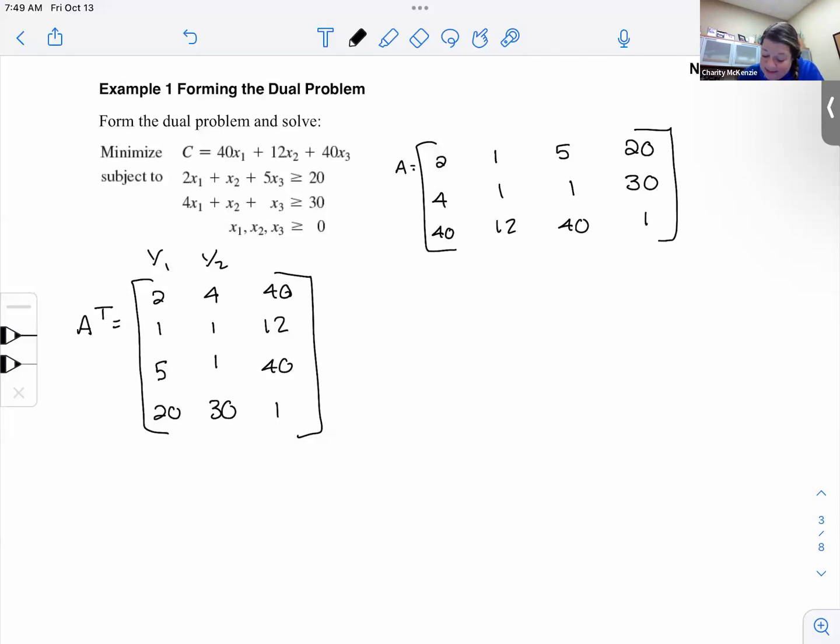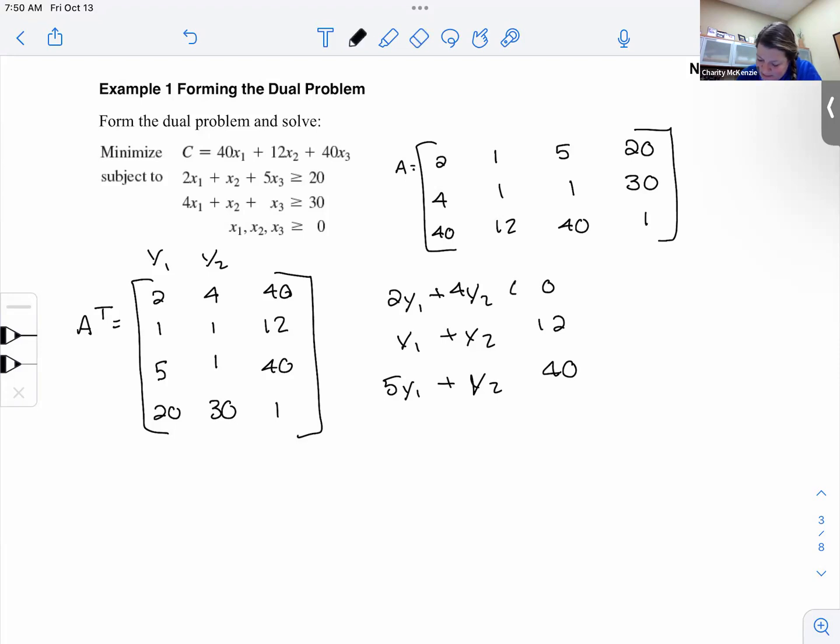Okay, so then this will give us 2y1 plus 4y2 is greater than or equal to 40. And then y1 plus y2 is greater than or equal to 12. 5y1 plus y2 is greater than or equal to 40. I should have been doing less than. I apologize.